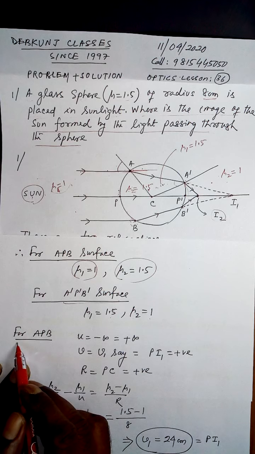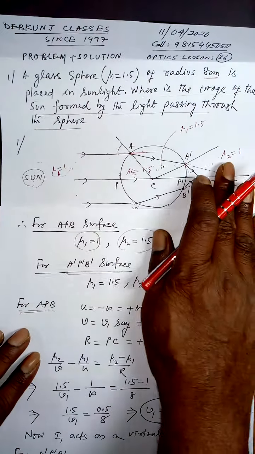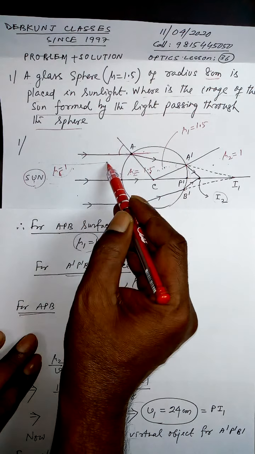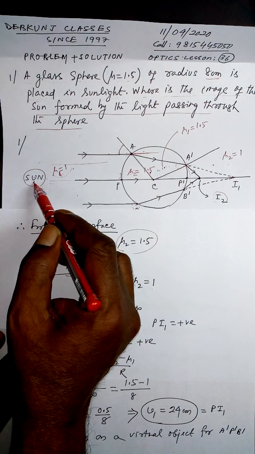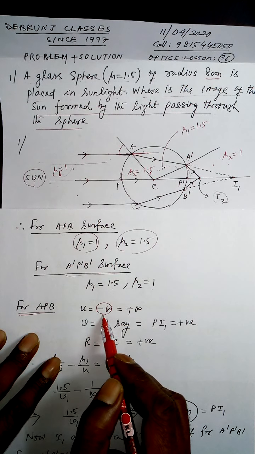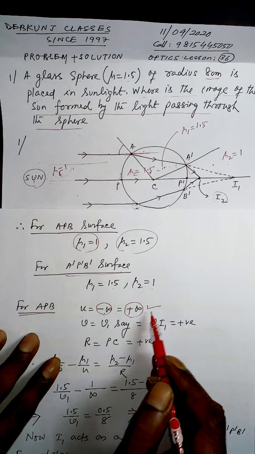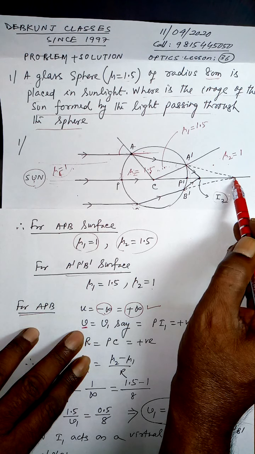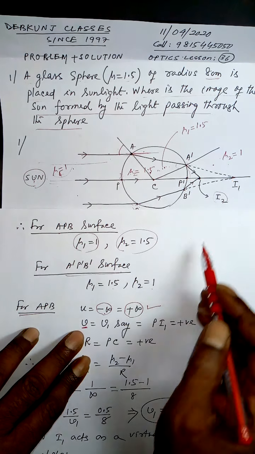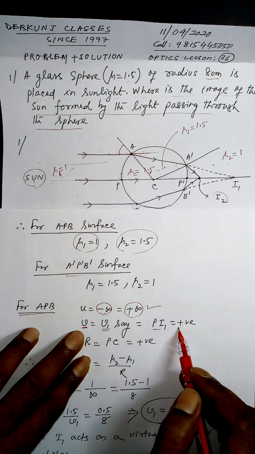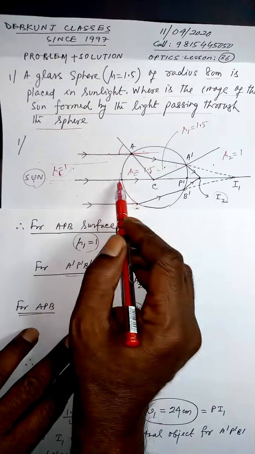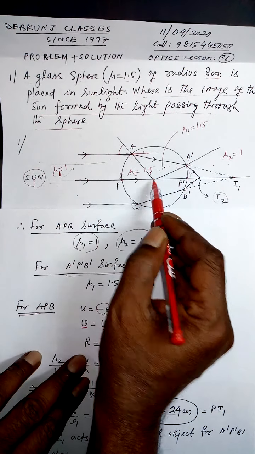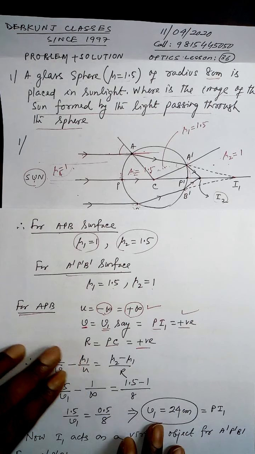Now for APB, the object is at infinite distance to this side. Light is going this way, so this distance is negative. It is at infinity, so object distance is minus infinite, the same thing as plus infinite. And the image distance V is from P to I1, which I have taken as V1. P to I1 is positive because it is in the direction of light. And the radius of curvature is from P to C in the direction of light, therefore positive.